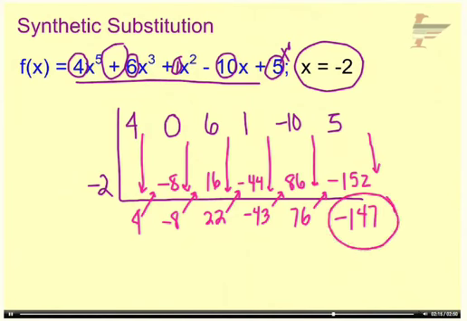So when you do synthetic substitution, this last number that you get to, that is the answer. Had we done direct substitution and plugged in a negative 2 for every value of x, it would have simplified to a negative 147.